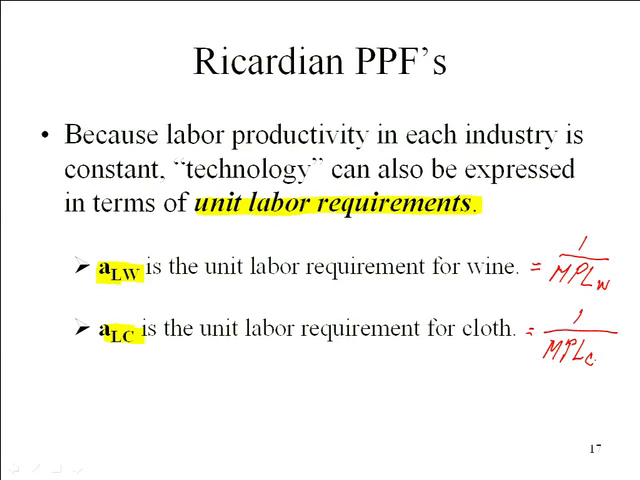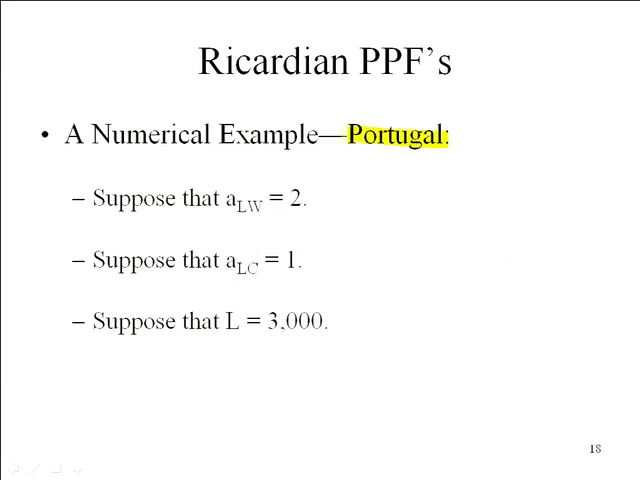Now, one other assumption that we're going to make is that these unit labor requirements are different in the different industries. So this doesn't break your brain too much. Let's use an example. So let's assume that for Portugal, our home country, the unit labor requirement in wine is 2 and the unit labor requirement in cloth is 1. Which industry is more productive? Cloth, right? So remember, unit labor requirements, you want a small number because that'll tell us that the marginal product of labor is bigger.